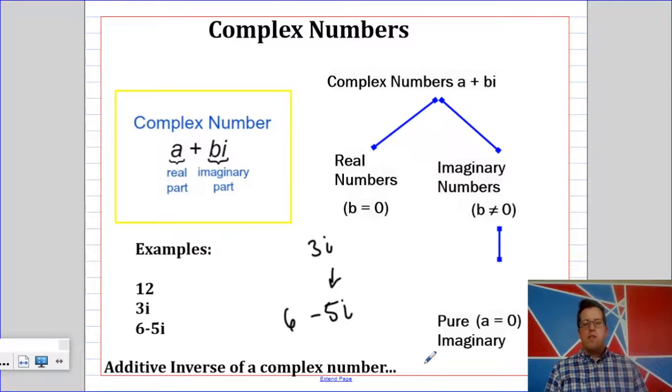The additive inverse of a complex number is what you would add to it to make 0. So for example, the additive inverse of this complex number is negative 6 plus 5i.